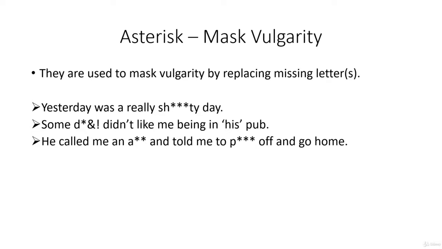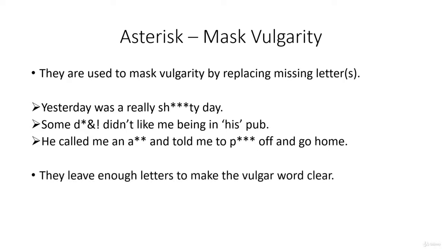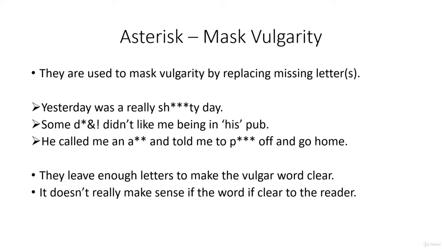And in the second line, you can see there's a D, an ampersand, an exclamation. This is another way of masking vulgarity. Instead of using only asterisks, you can use a string of different symbols instead. So they leave enough letters to make it clear what word you're trying to say, which for my personal preference doesn't really make sense, because if you're writing something, you want to convey the meaning to the reader.